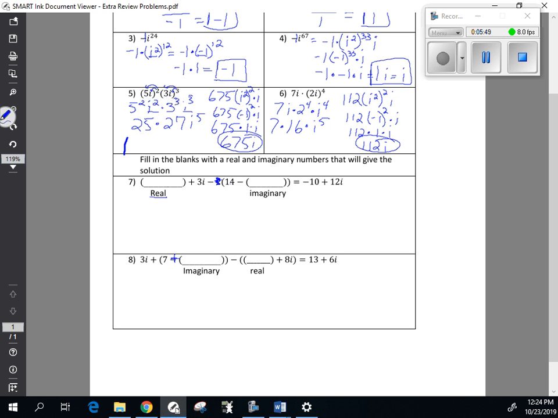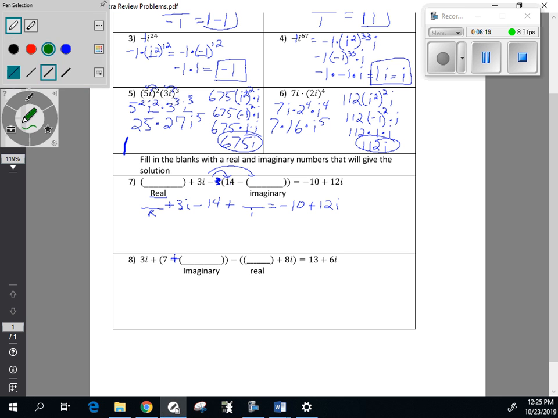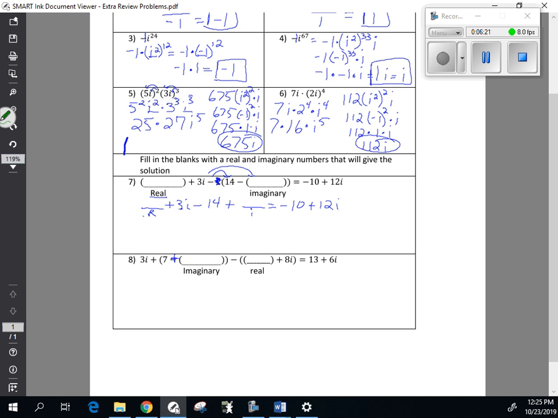First thing I want to do, okay, is I'm going to rewrite this. So I have my real number here plus 3i. Now I have a negative outside parentheses. Anytime I have a negative outside parentheses, I distribute a negative 1. So this is going to be negative 14 plus some imaginary number is equal to negative 10 plus 12i. So what I want you guys to see is we're trying to figure out this number and this number here. I know that they have to be equal to negative 10 when I combine them.